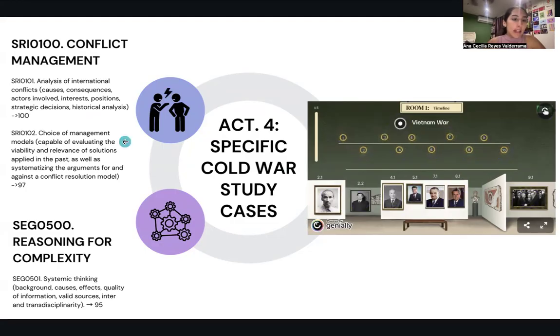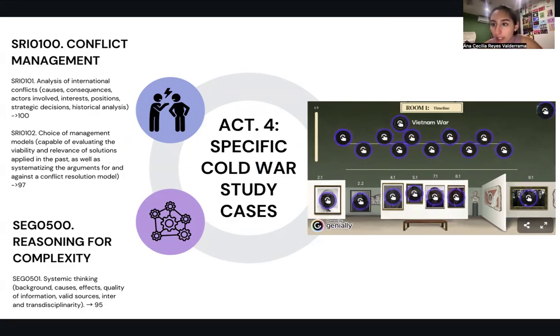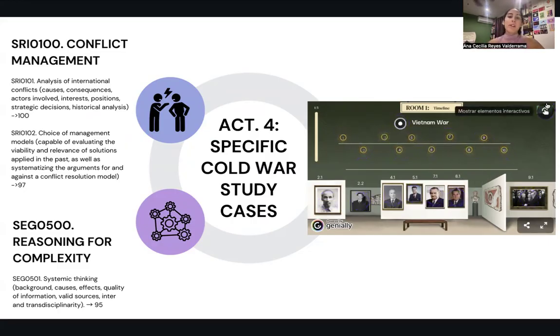And we also have the choice of management models. In this part, we were able to explain the solutions for that war and, for example, the things that the US did and how it affected things afterward, like what could have been different. For example, this Agent Orange used has still problems for people, health problems, but also in their lands and in their agricultural sector, etc.